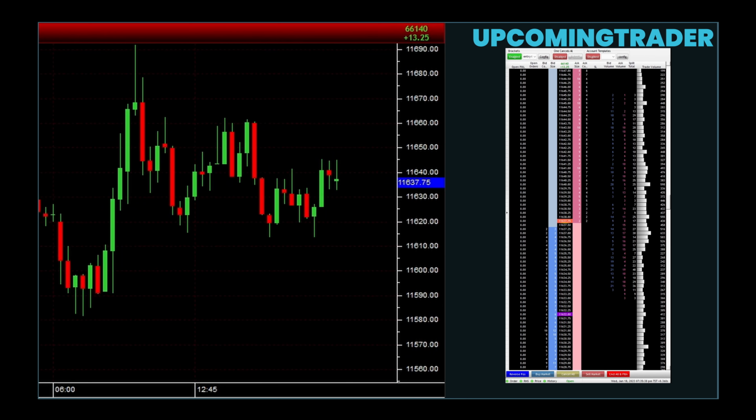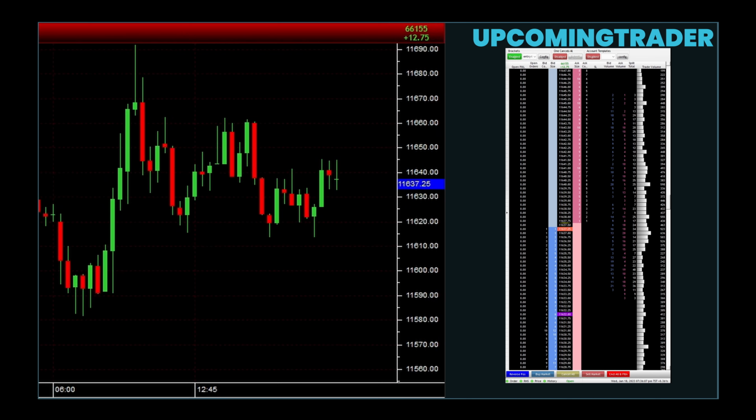A flag pattern forms when the price moves sharply in one direction, then consolidates in a small, rectangular range before continuing in the original direction. This indicates a brief pause before the trend continues. Pennants are similar, but they form a triangular shape as the price consolidates. Both of these patterns can help you understand when a trend is likely to resume.